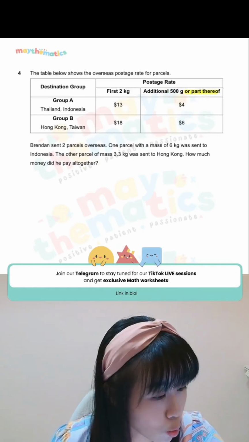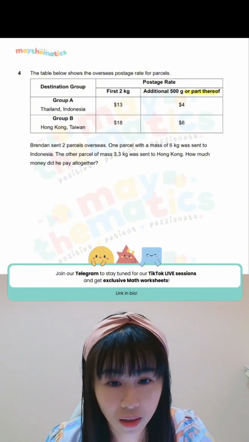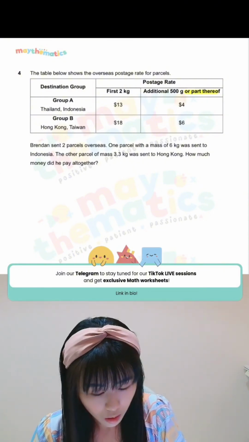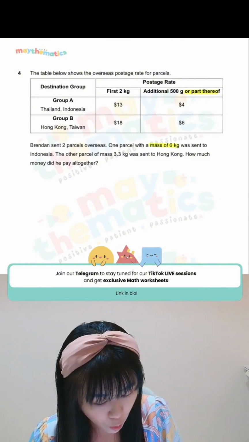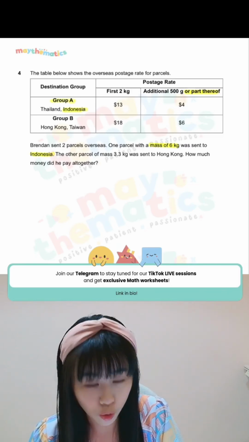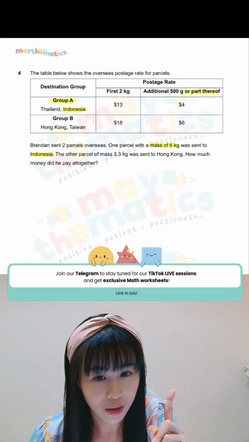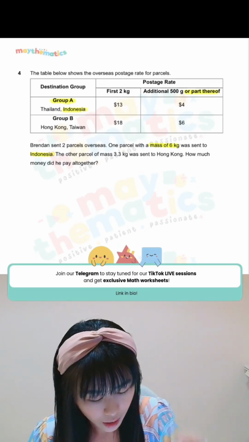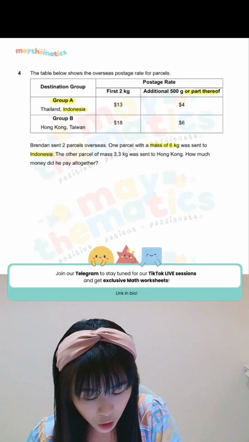Brandon sends 2 parcels overseas. One parcel with mass 6 kg was sent to Indonesia. The fact that it's sent to Indonesia, it must be in Group A. So can we look at Group A first? Now, 6 kg.